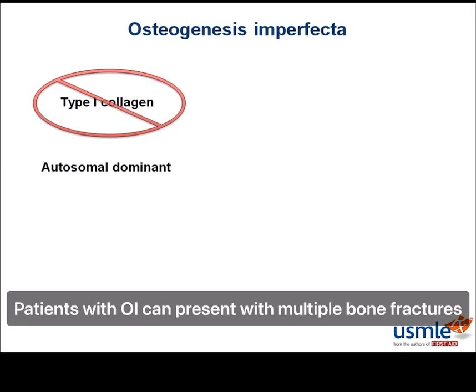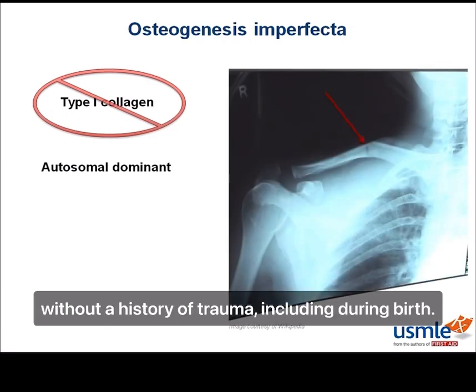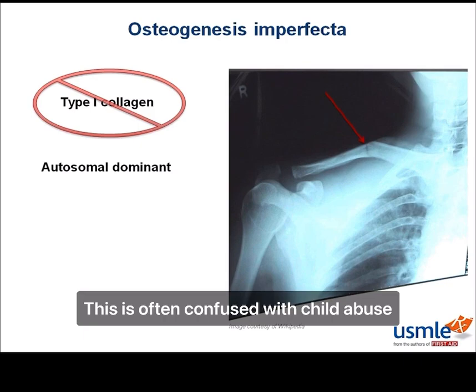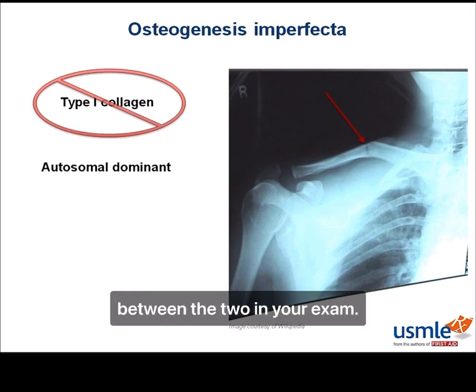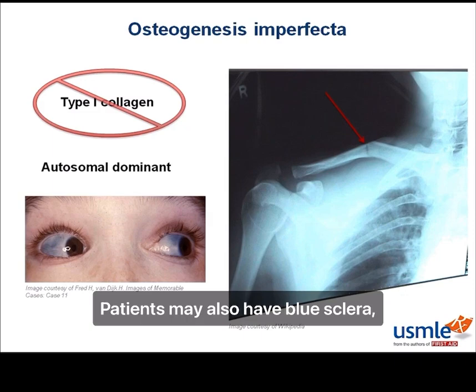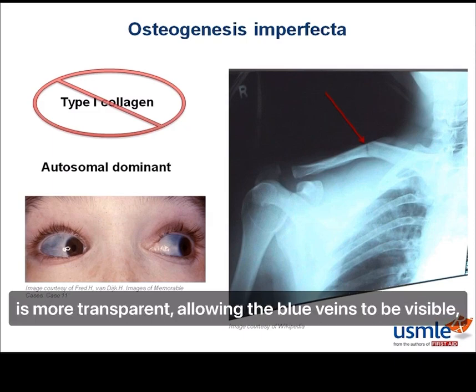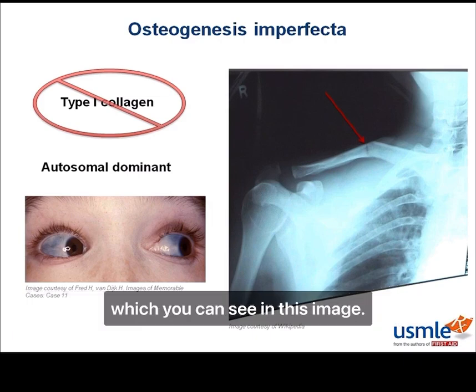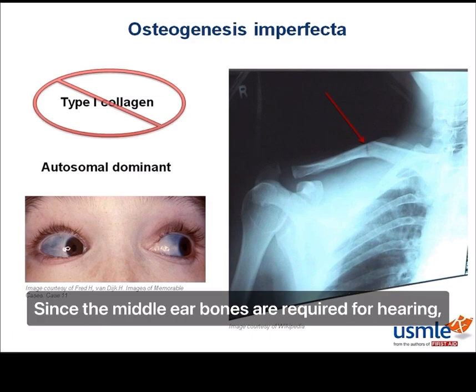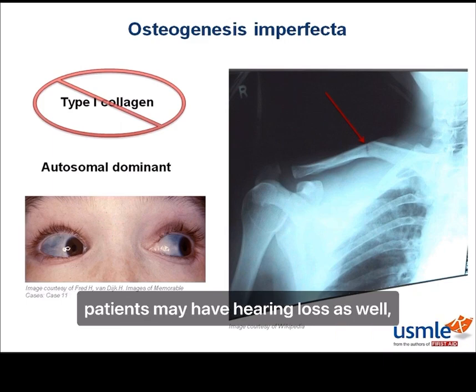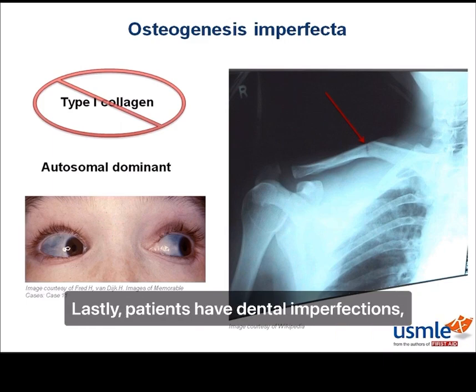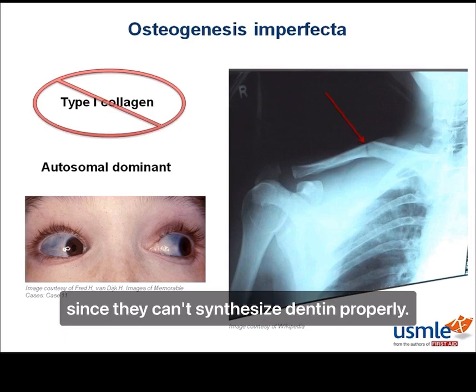Patients with OI can present with multiple bone fractures without a history of trauma, including during birth. This is often confused with child abuse, and you may have to differentiate between the two in your exam. Patients may also have blue sclera, since the connective tissue over the choroidal veins is more transparent, allowing the blue veins to be visible, which you can see in this image. Since the middle ear bones are required for hearing, patients may have hearing loss as well, since those bones don't form properly. Lastly, patients have dental imperfections, since they can't synthesize dentin properly.